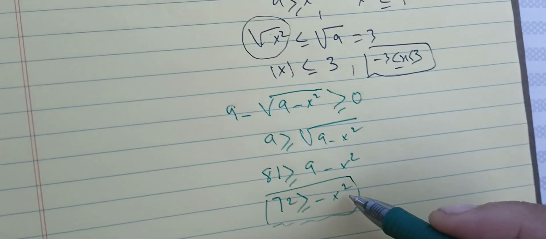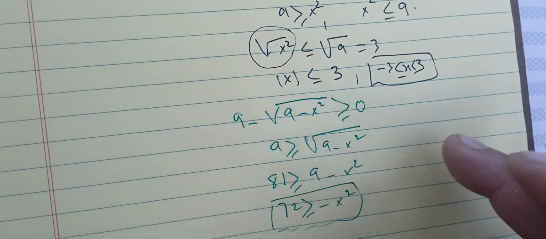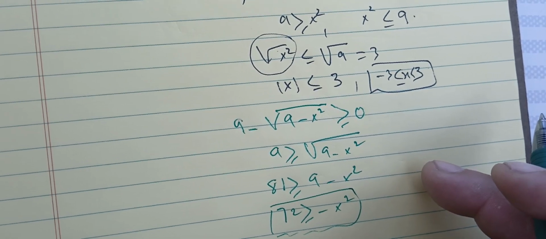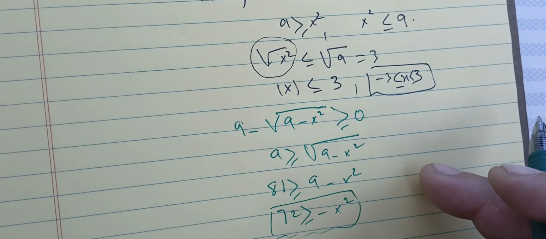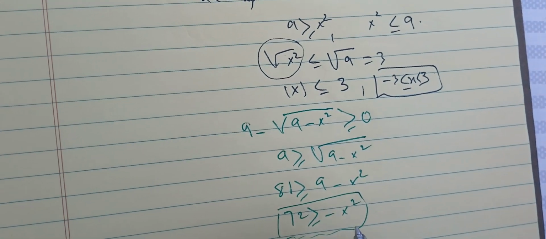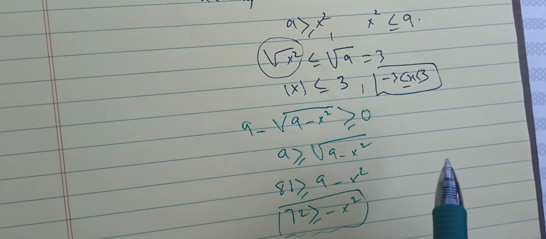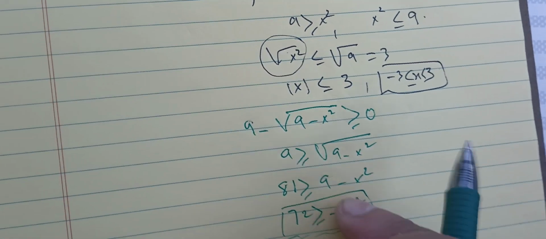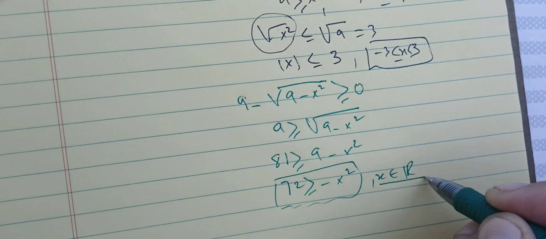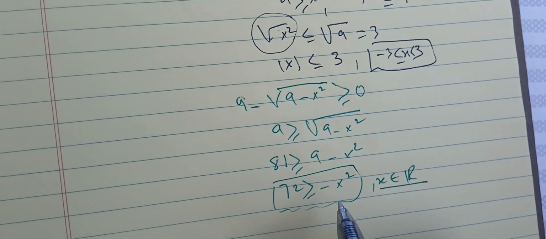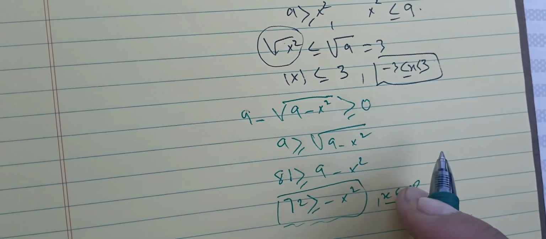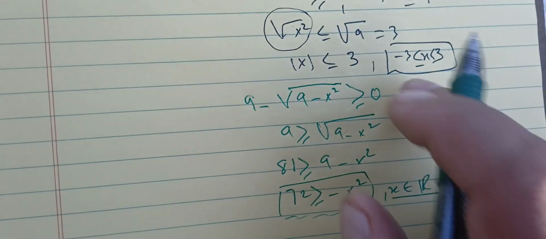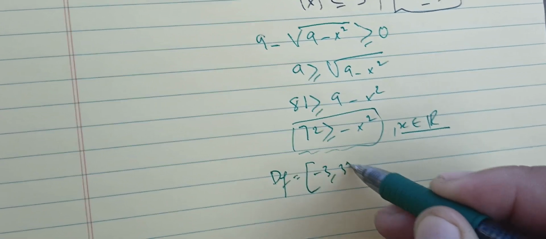Okay, and this is true for all the x's. No matter what x we have, 72 is bigger than minus x squared. That means this set is x in R, the whole set of numbers. And therefore we need to intersect these two. Once we intersect these two, we have the domain is minus 3, 3. Therefore the domain is minus 3, 3.